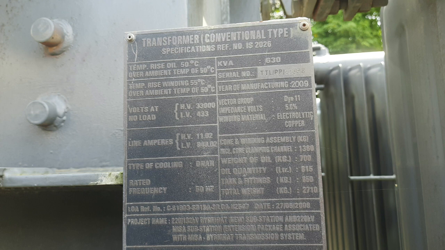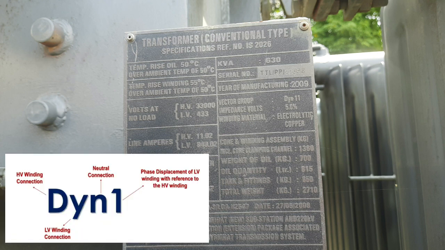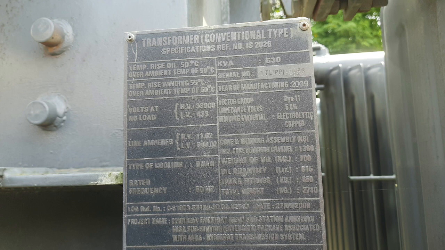It was manufactured in the year 2009, and the vector group, as I said, is Dyn11. The meaning of this is that the capital D indicates the high voltage, which is in delta, 3-phase 3-wire delta, and the secondary winding is connected in star with a neutral. The 11 indicates 11 o'clock, which means that the secondary voltage leads the primary voltage by an angle of 30 degrees.